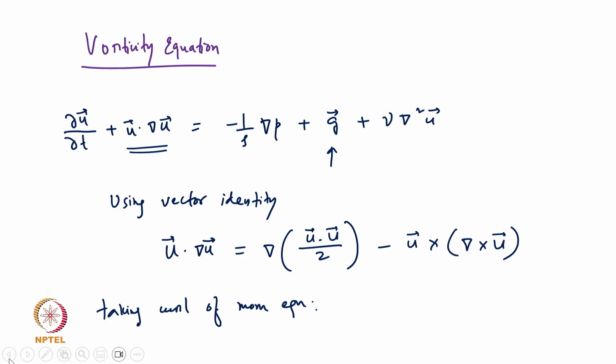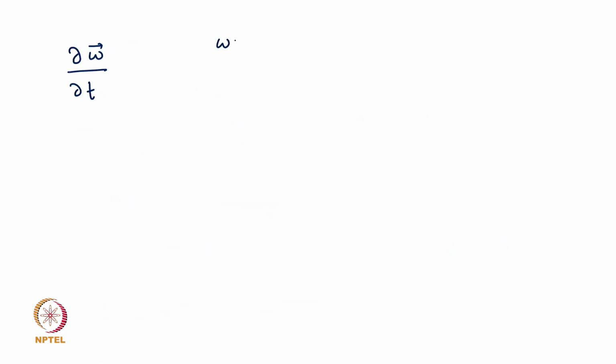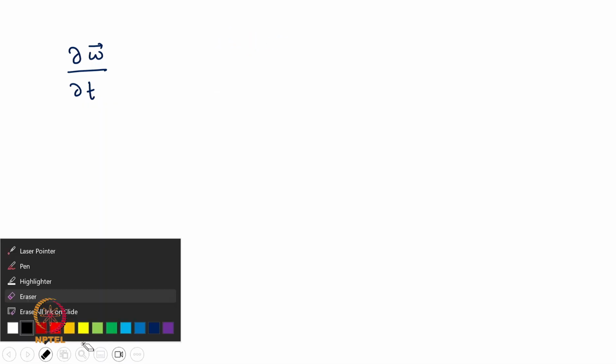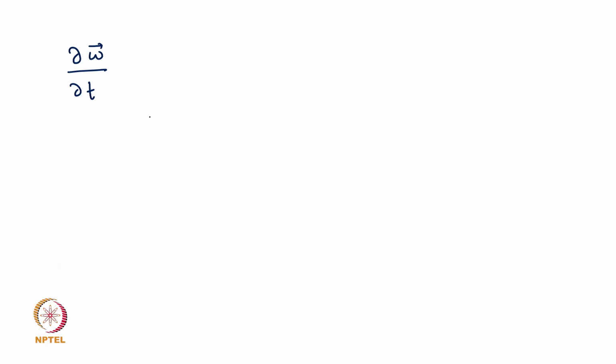So why we are taking the curl of the momentum equation is because vorticity is equal to the curl of the velocity field, and hence if you are to get the vorticity from the momentum equation which has u, you'll have to take the curl of the momentum equation, because that will give us vorticity, and that is the reason why we're taking the curl of the momentum equation.